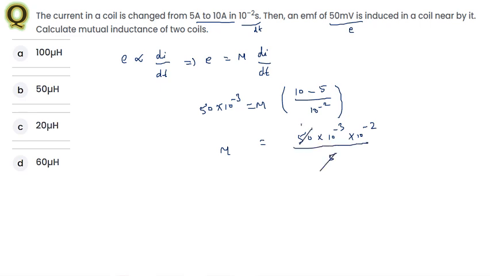You just cancel it by 5 times. From this, M is equal to 10 into 10 power minus 5. This is not ampere, this is Henry. Mutual inductance is measured in Henry. Or you can also write 100 into 10 power minus 6 Henry, or even 100 micro Henry. So that is the answer in this case.